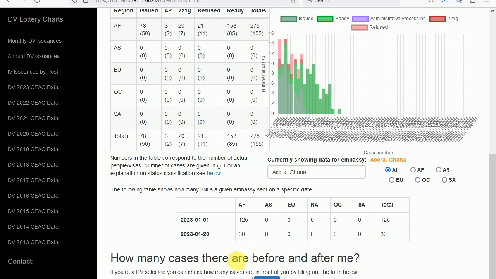Today we have good news: the Accra US Embassy has issued out 30 new 2NL, that is second notification letters. That's on the 20th of January. That was two days ago. And as you can find here, you can find the number over here.